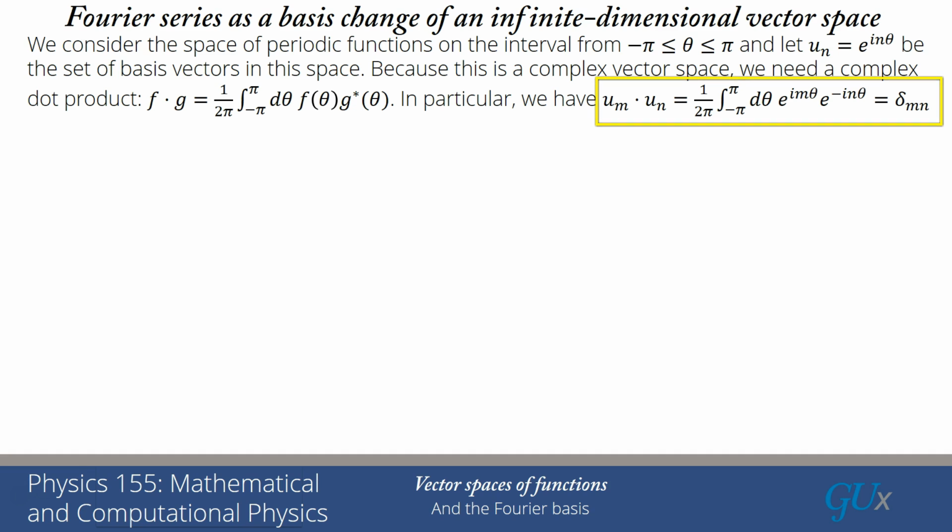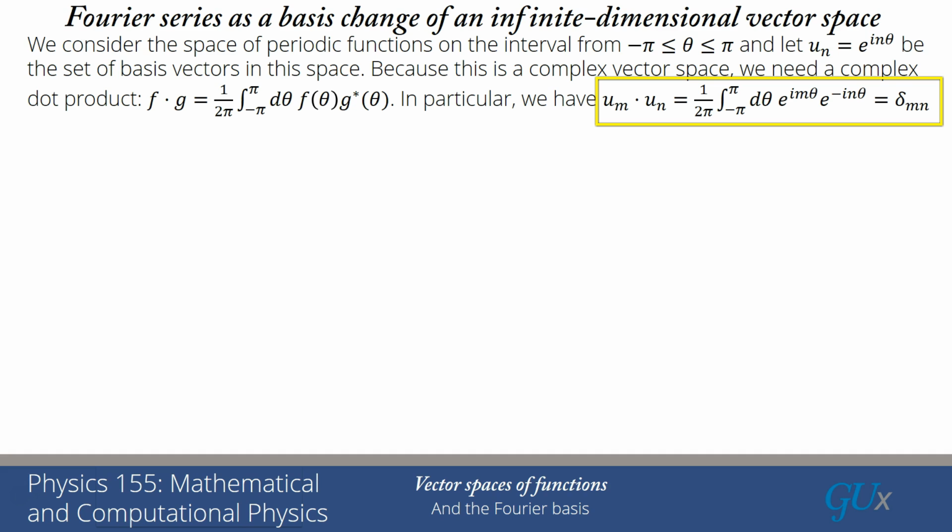Now in particular, if I look at those basis functions and I take the dot product of um with un, what I find is 1 over 2 pi integral from minus pi to pi d theta, e to the i m theta, e to the minus i n theta. I can write that as e to the i (m minus n) times theta, and we know that that integral is 0 for every integer except the integer in the coefficient being 0, and that means when m equals n. And if m equals n, that exponential is equal to 1. The integral is equal to 2 pi divided by 2 pi.